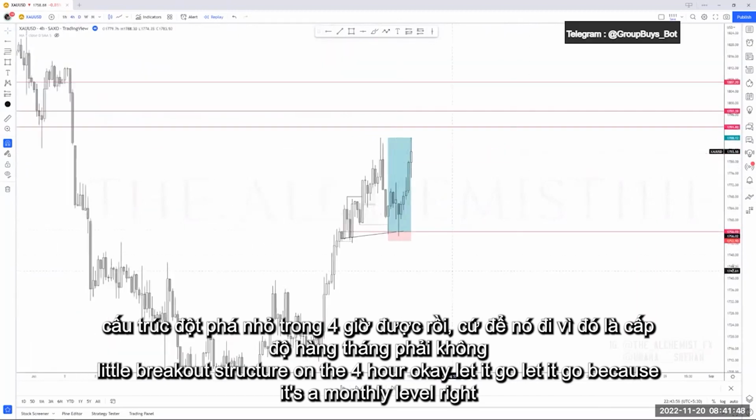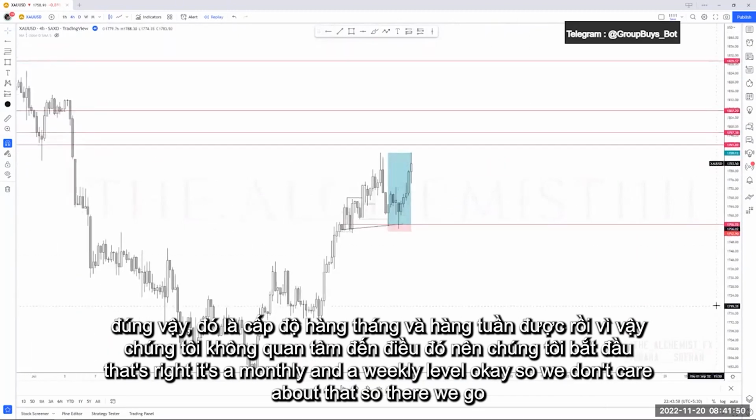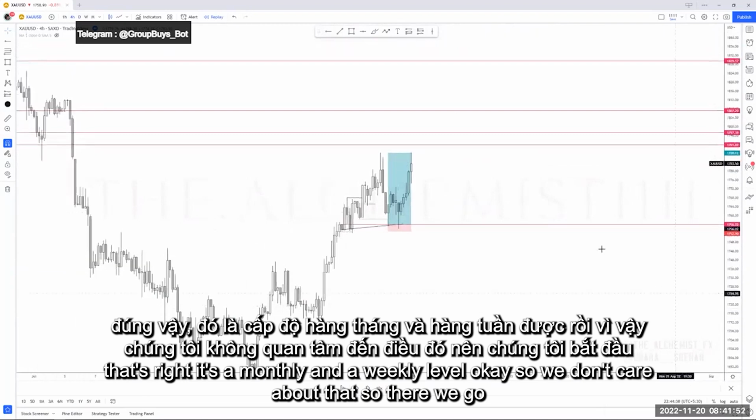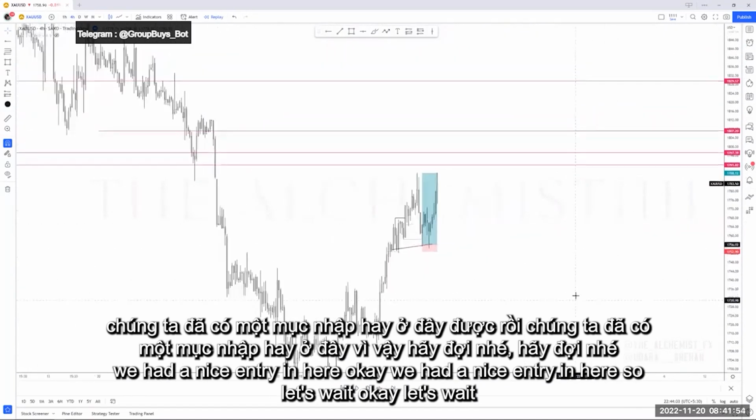Because it's a monthly level, right? Exactly. That's right. It's a monthly and a weekly level. So we don't care about that. So there we go. We had a nice entry in here. So let's wait.